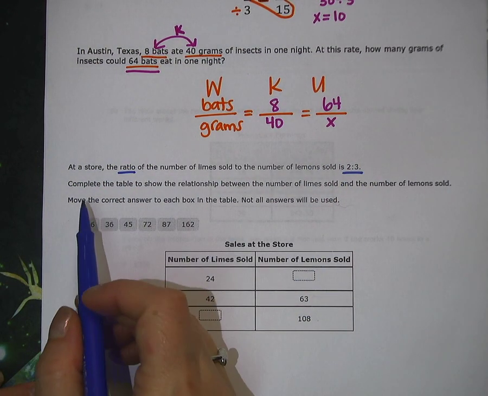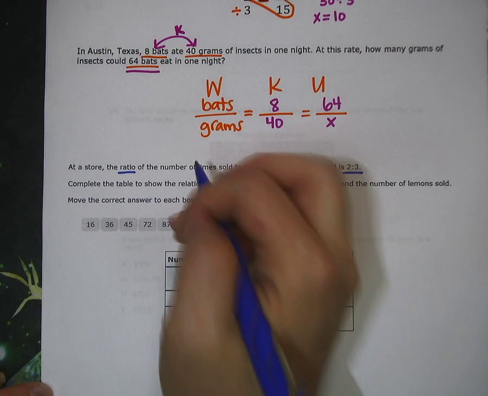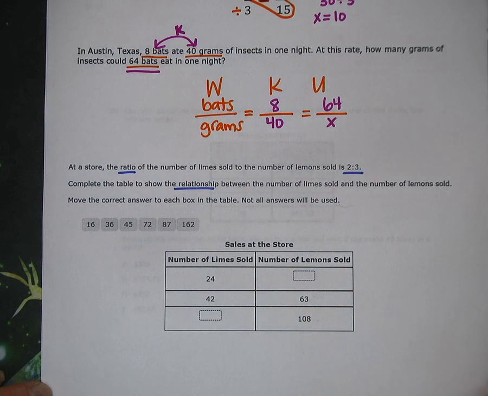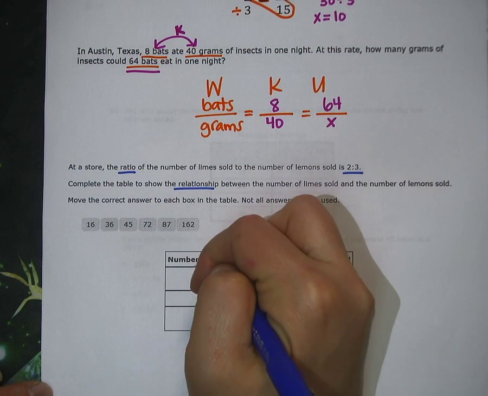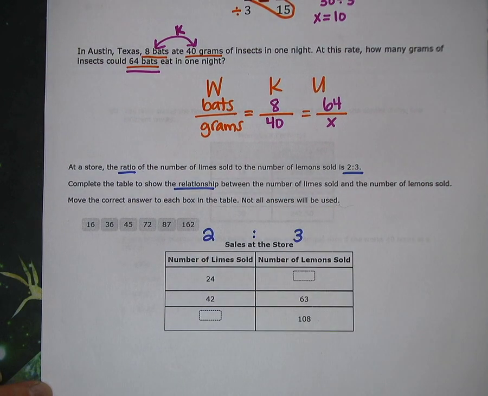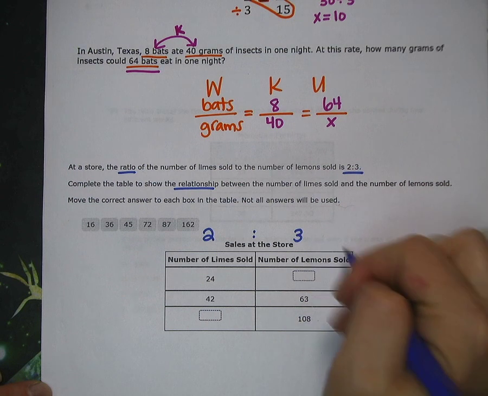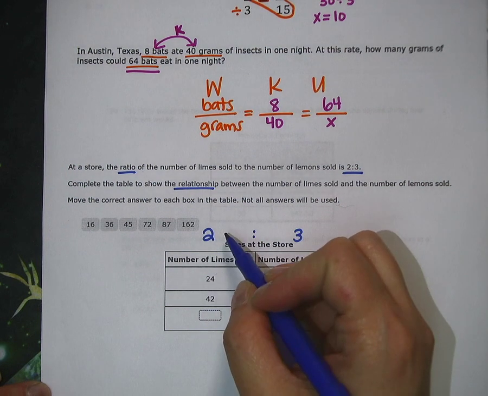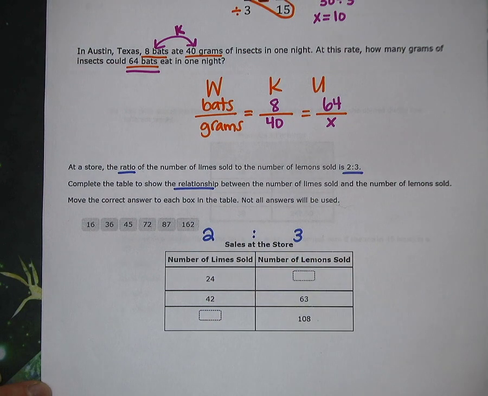Okay, and then it says, complete the table to show the relationship between the number of limes and the number of lemons sold. So you can see that we have limes and lemons, and we know the relationship was 2 limes for every 3 lemons. So this one, you could skip count. You could skip count all the way down, the 2, to the 24, to the 42, and so on. And you could skip count your 3, and that would be okay.